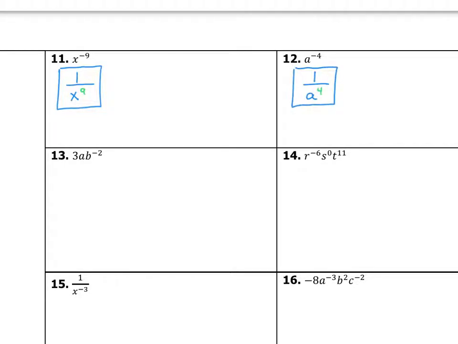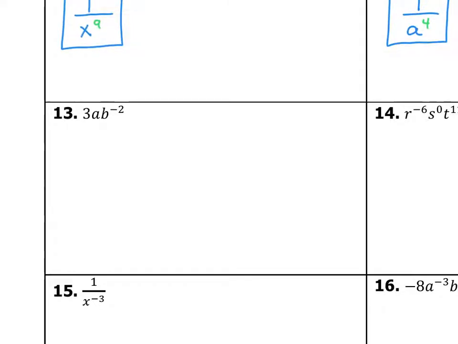All right, let's look at 13. So we have a numerical base 3, and then we have two variables, an a and a b to the negative second. You have to remember that the exponent negative 2 only applies to the b here. The 3 and the a both have exponents of positive 1. So it might help if I rewrite this as 3 to the first times a to the first times b to the negative second, and just include those multiplication signs. So you can see that we're going to treat the b power separately than the 3 and the a.